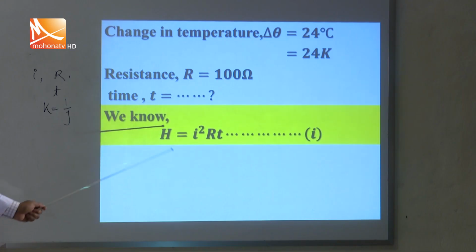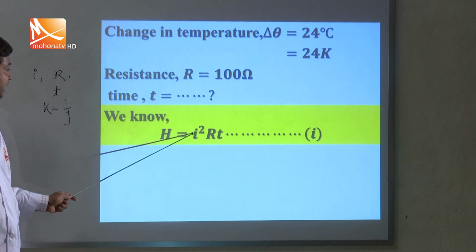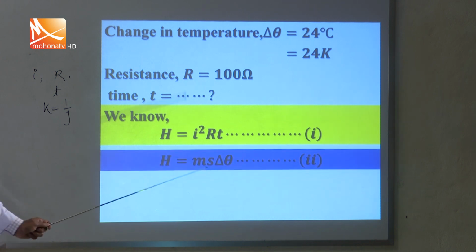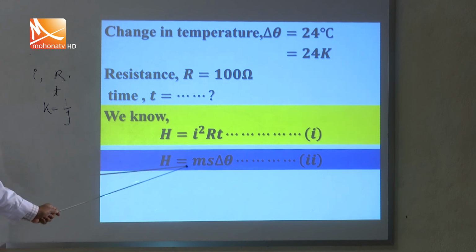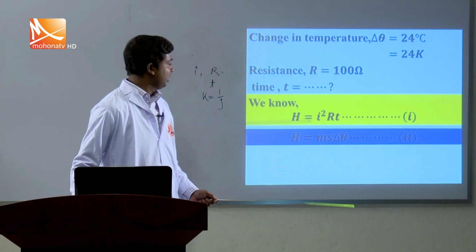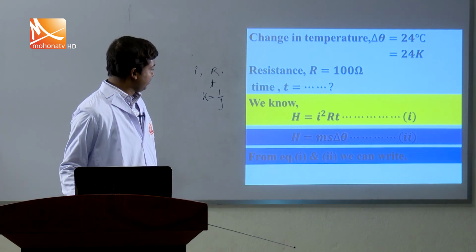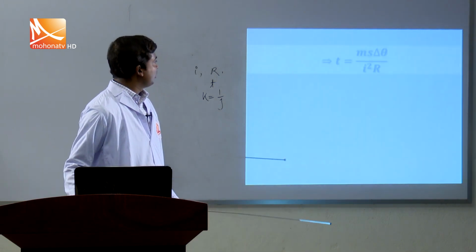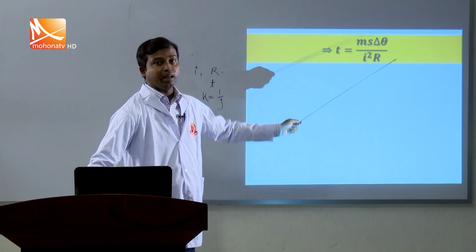Now, we know H equals I square Rt. In this case, my dear students, here t you have to calculate, I and R both are given, but H is not mentioned here. So, you have to calculate H with the help of another formula that you have learned in the first chapter, that is H equals m s del theta, where m is the mass of the given sample, in this case the sample is water, s is the specific heat, and del theta is the change in temperature. Using these two equations, you can simply write I square Rt equals m s del theta. From this equation, t equals m s del theta by I square R.